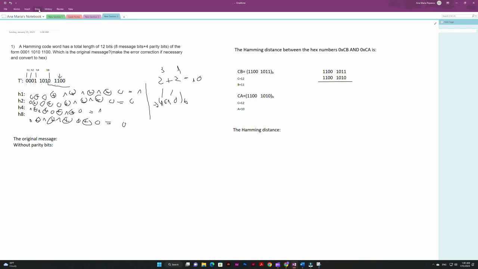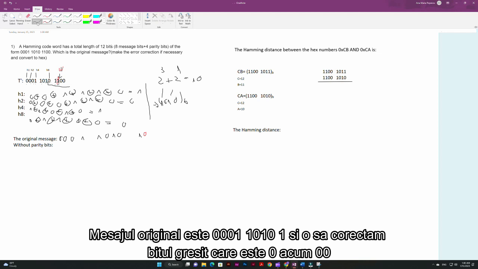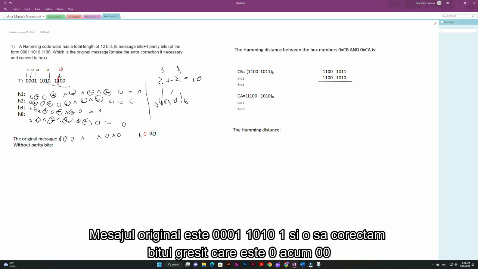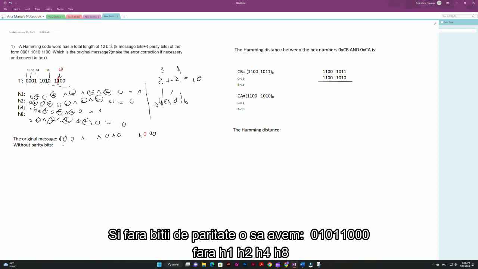This is the wrong bit, and the original message is 0001101001. Then we'll correct the wrong bit, which is 0 now, and we'll have 00. And without parity bits, we'll have 0101100000. Without H1, H2, H4, and H8.